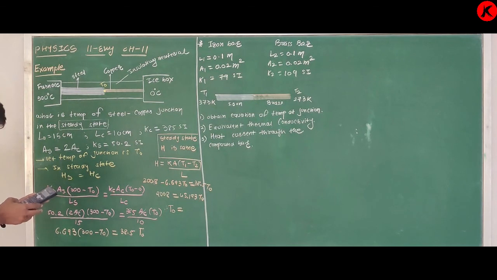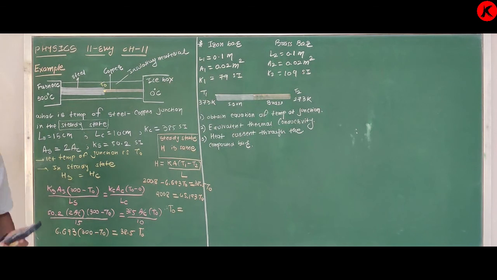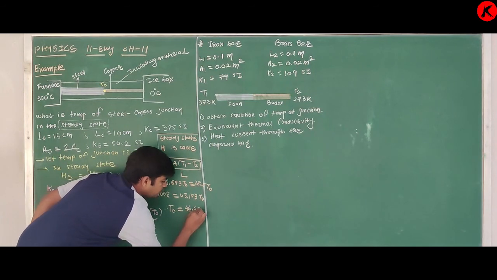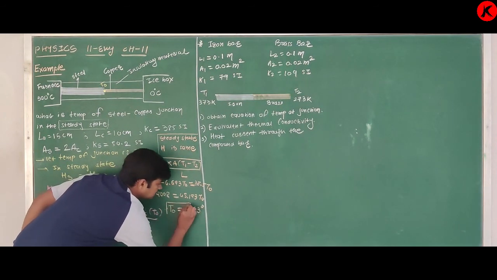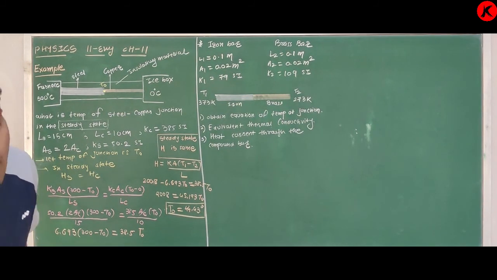And therefore T0 is equal to 2008 divided by 45.193. So it is equal to 44.43. Yes, it is 44.43. So your answer is 44.43 degrees Celsius. It is the temperature of the junction.